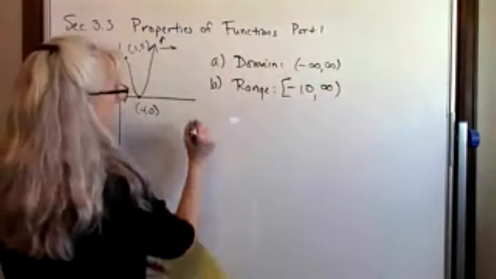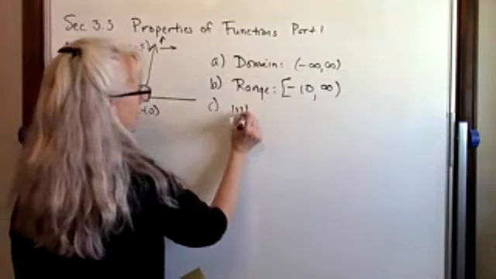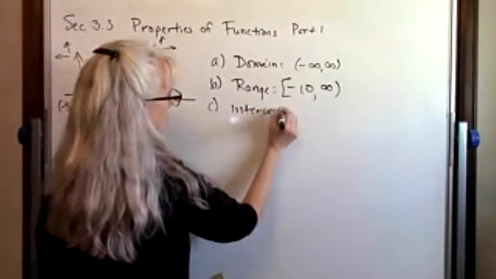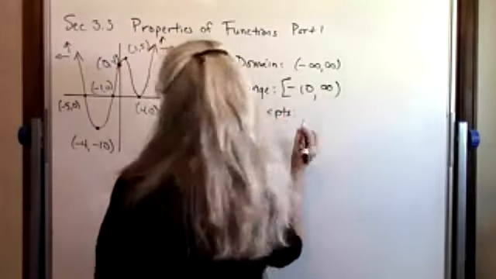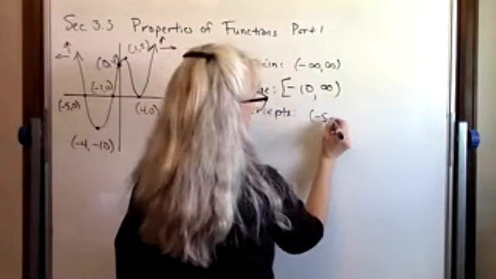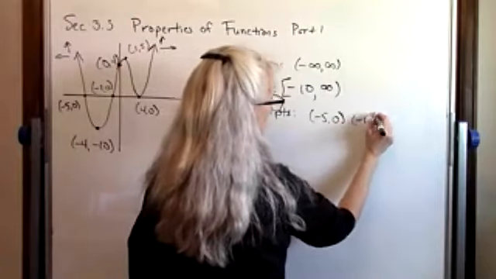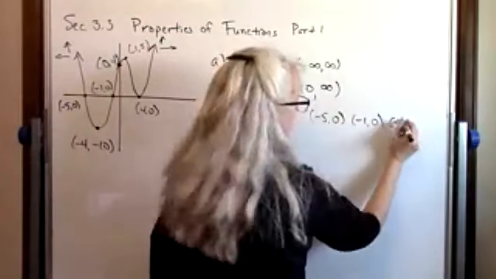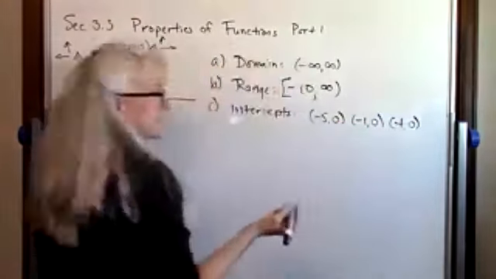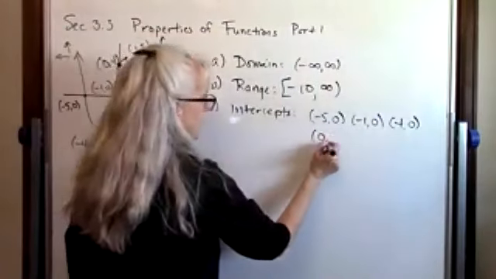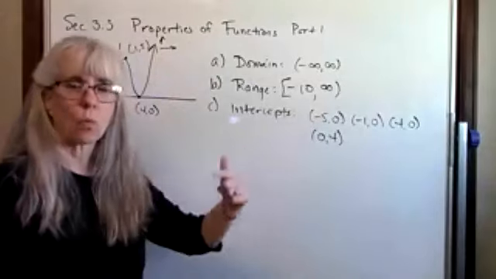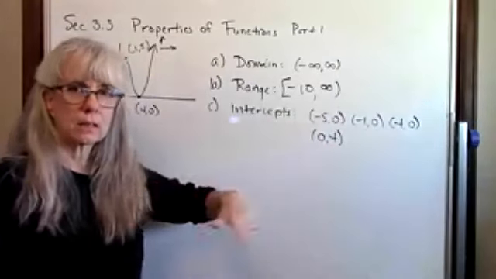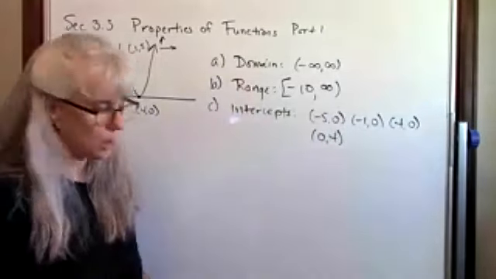Okay. The next thing to ask for are the intercepts. So our intercepts in terms of the x-intercepts are at -5, 0, -1, 0, and then again at 4, 0. It's got 3 of them. It can have many of them, as many as it has. The y-intercept is up there at 0, 4. Again, only one y-intercept makes it a function, because if it wraps back to that y-axis, it's not a function because it would fail the vertical line test.